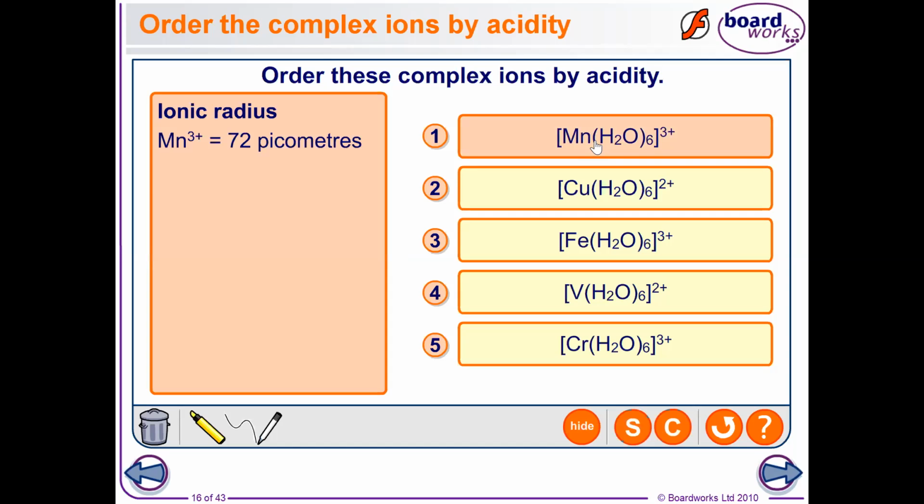Okay, look at the ionic radius of manganese 3+. It's 72 picometers. For copper 2+, it is 87 picometers. For iron 3+, it is 69 picometers. For vanadium it is 93 picometers. And for chromium 3 plus, 75.5 picometers. So what did we say? Which one will become more polarizing? Is it the bigger ion or the smaller ion?